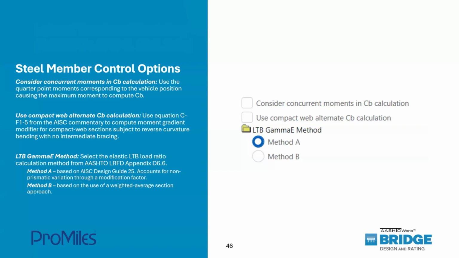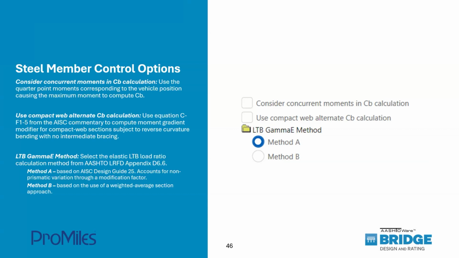We have several control options for steel members related to lateral torsional buckling. Consider concurrent moments in CB calculation: we'll use the quarter point moments corresponding to MU to compute CB. Typically, this will compute a larger CB factor. The compact web alternate equation refers to equation C-F1-5 from the AISC commentary. There are several conditions to use this equation. Generally, it's going to apply for stringer members and floor system bridges.